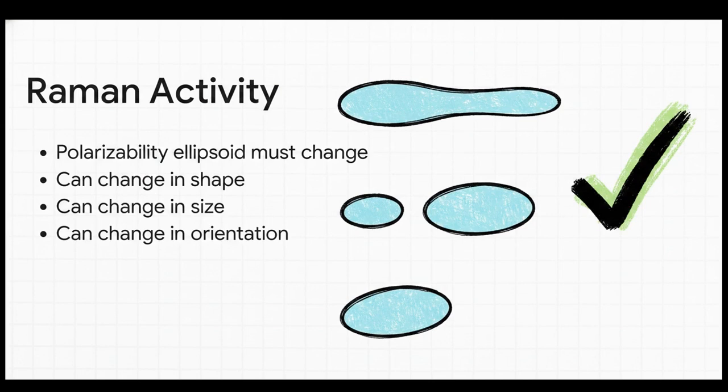For a molecular vibration to be Raman active, meaning it actually produces a detectable spike on our graph, the polarizability ellipsoid absolutely must change during the vibration. So imagine that squishy electron cloud we talked about earlier as a 3D balloon, an ellipsoid. As the atoms inside move around, that overall 3D balloon must change in its shape, its overall size, or its orientation. If the balloon doesn't change, we see absolutely nothing.